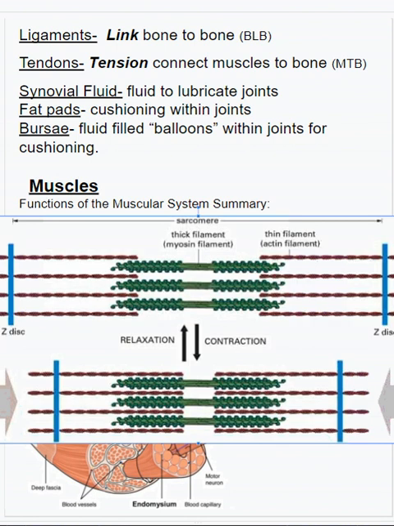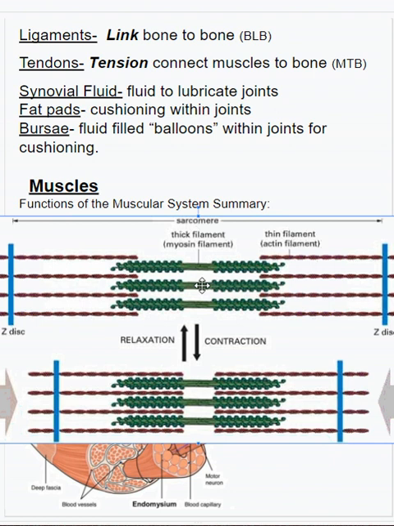So this is the sliding filament. An entire muscle fiber will have hundreds and hundreds of these repeating contraction units, one right after the other, stacked left to right. And one contraction unit is known as a sarcomere.